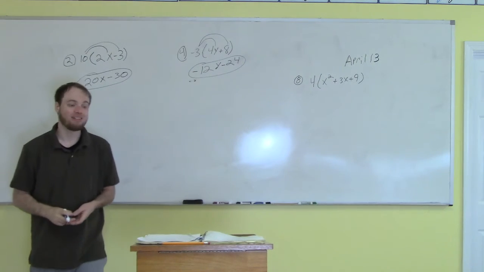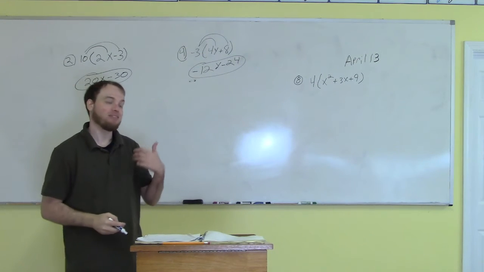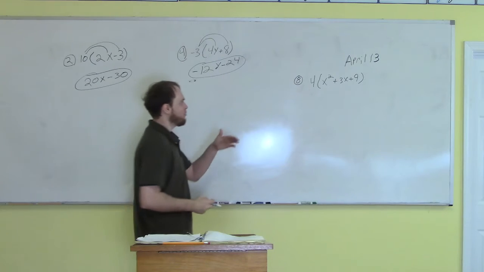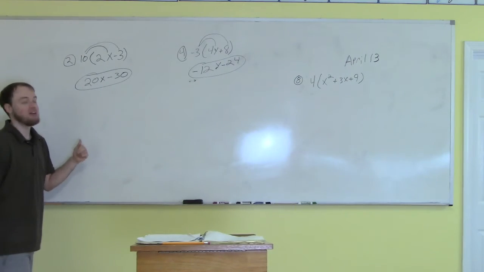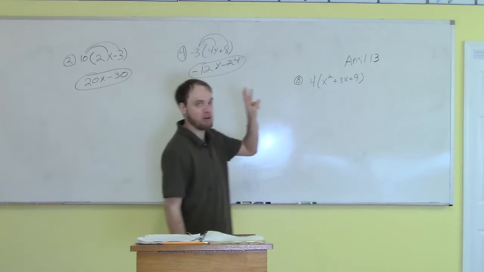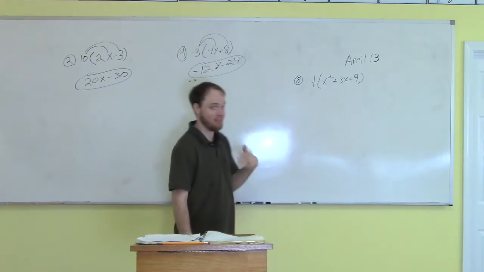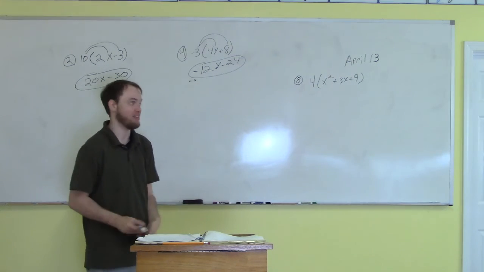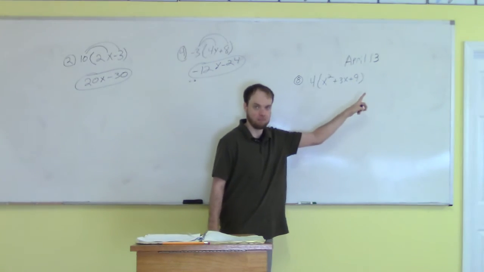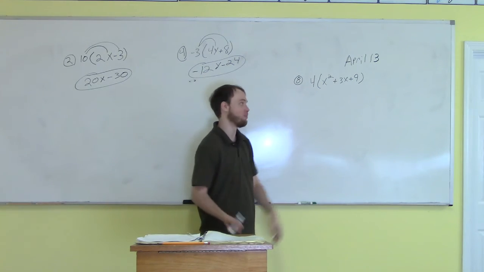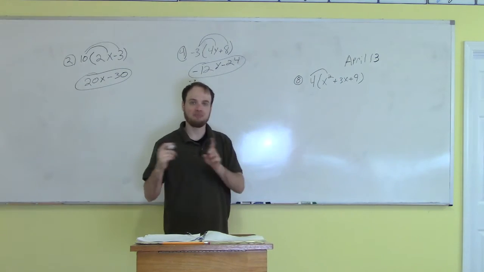Alright, so next I'm going to do number 8. Number 8 is going to work basically the same way. Notice the only difference between number 8 and numbers 4 and 2 is that number 8 now has 3 terms: this x squared, this 3x, and the 9. But how you work it stays exactly the same. I'm just going to distribute this 4 to each term and then do the multiplication. When I do 4 times x squared, you do 4 times the number.